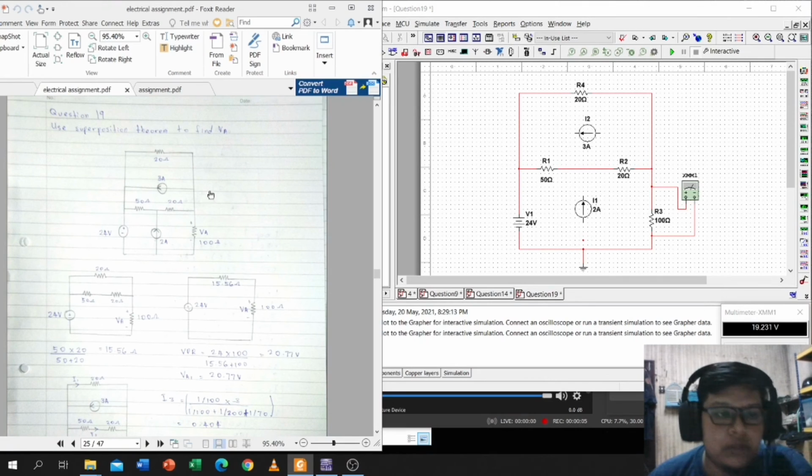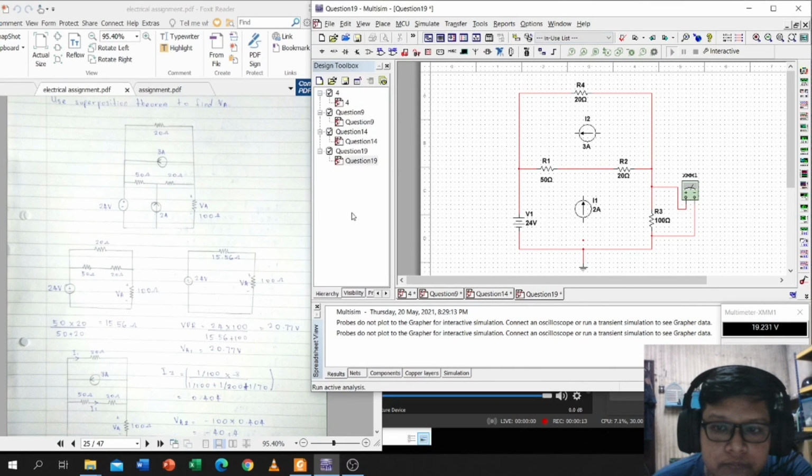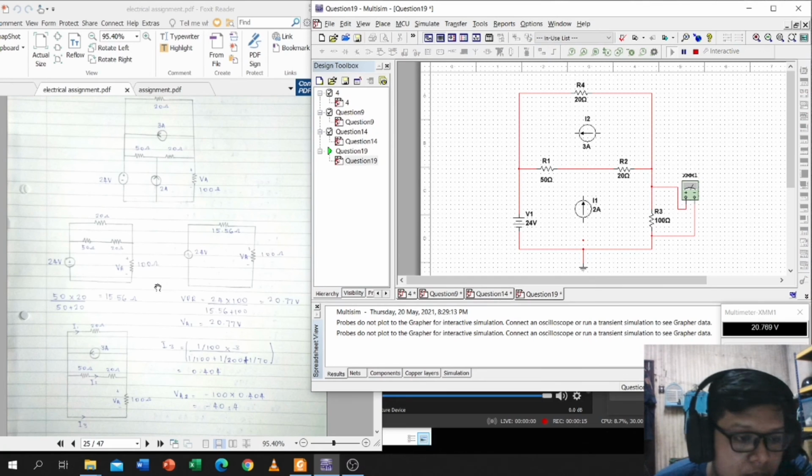This one is the superposition theorem to find the VA here. So the first thing we should do is open circuit the current source here in the simulation. I already opened it, and this is parallel, so we got 15.56, and to get the VA1 we just use the voltage divider rule, and we got this, and this is the VA1.